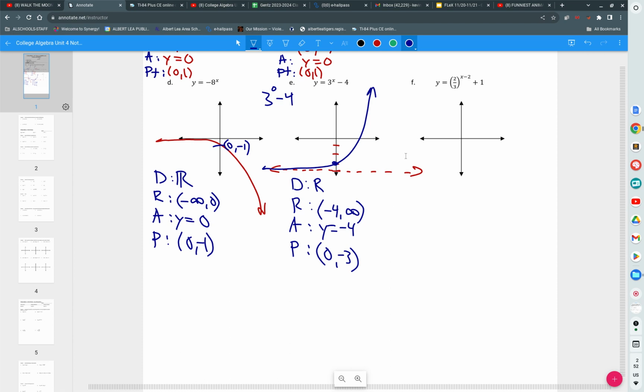Don't actually draw it, but there are 3 different transformations that are happening with letter F. See if you can talk to the person next to you, identify 3 transformations that are taking place with letter F. Go, talk.